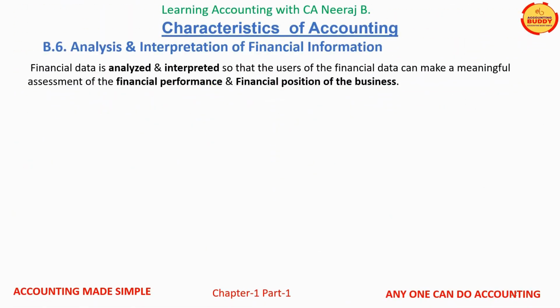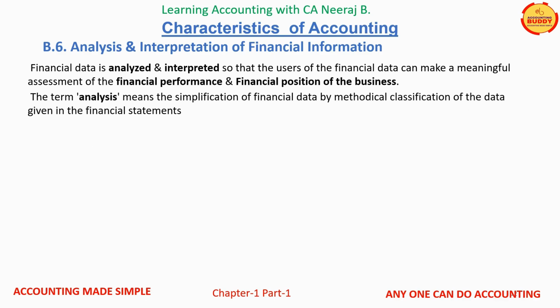Once the financial information is available in the form of financial statements, that is profit and loss account, balance sheet, and cash flow, then the important part of accounting comes into picture, that is analysis and interpretation of financial information. This is a process by which the financial information is logically simplified so that the users can make meaningful assessment of the business. There are two words, analysis and interpretation. Let us understand their meaning.